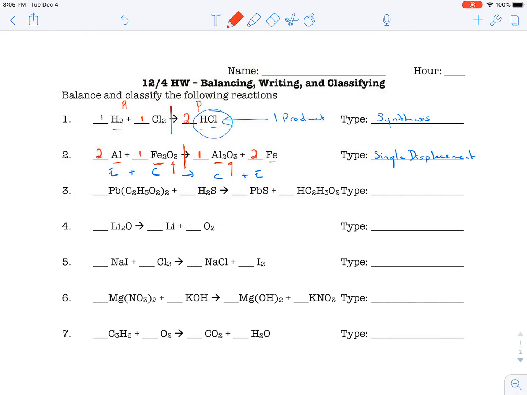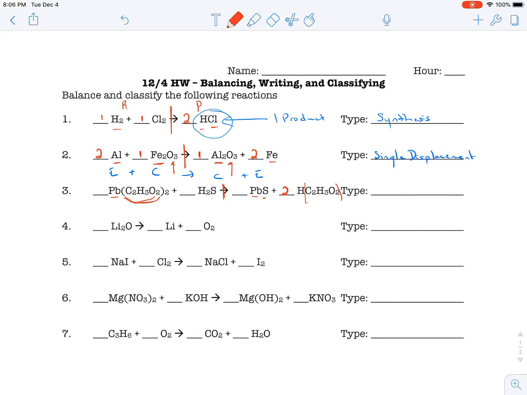Alright, back to balancing on number 3. If we split up the reactions here, we can just go ahead and start with Pb. We have 1 Pb and 1 Pb, so our Pb's are cool. If we keep working left to right, we have 2 of these acetates on the reactant side, but only 1 acetate on this side. Since they stay together, I recommend that we balance them together. So we're going to put a 2 out front here, which we'll get back to the H's in just a second. But let's go ahead and do S's as well.